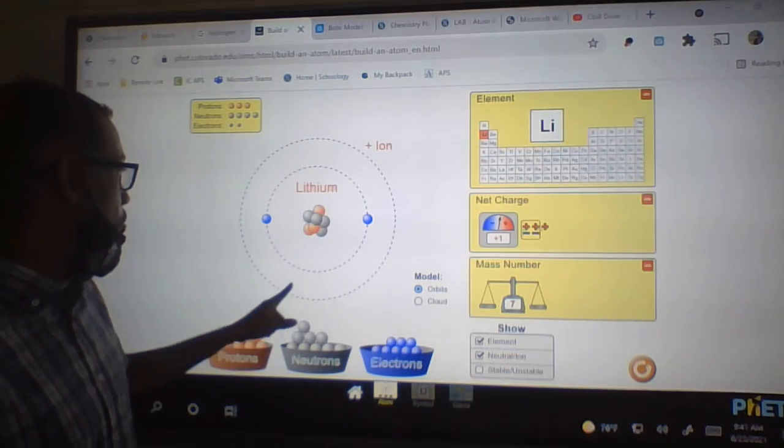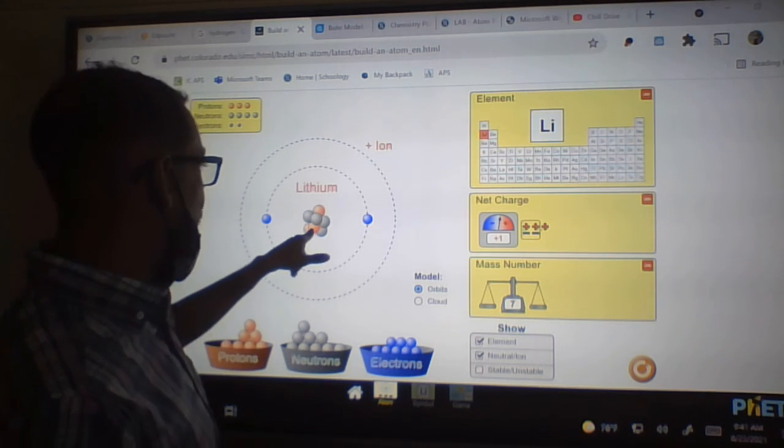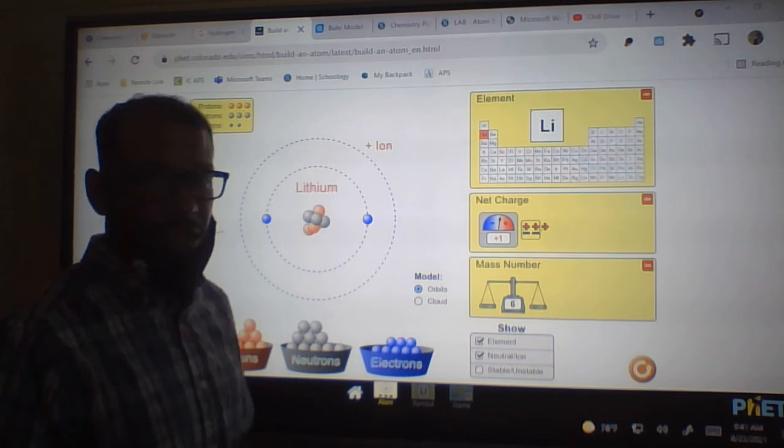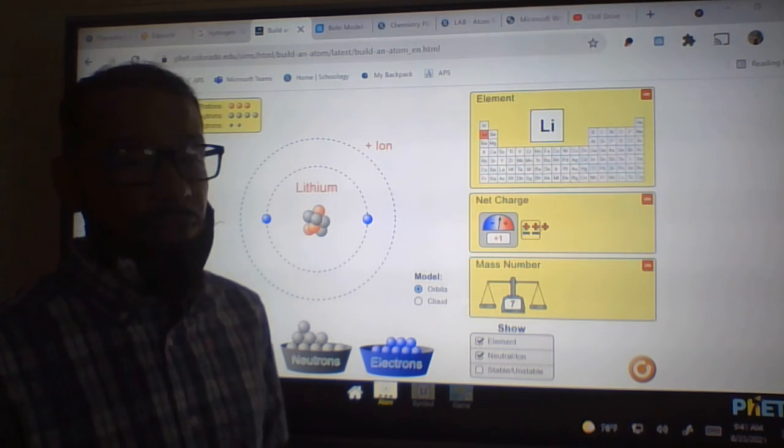And if we want to change the mass of an atom, we can change the number of neutrons. That makes an isotope. Isotopes are made by changing the mass and keeping the identity the same.